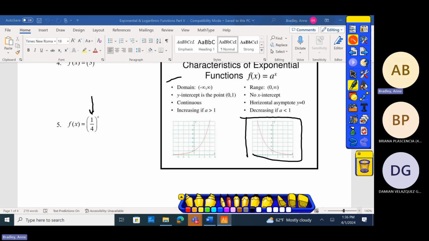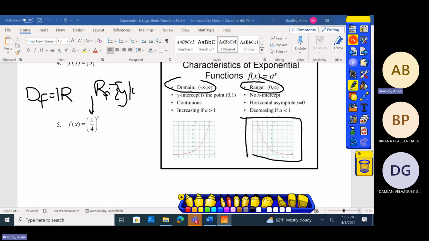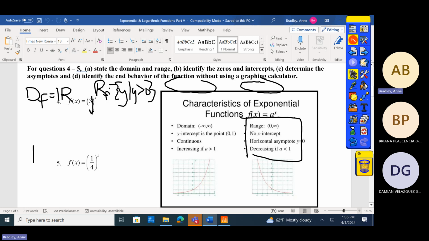So we have the exact same domain, whether I write it in interval notation like you see here, and the exact same range, or we could have done something like this. The domain of f equals all real numbers, and the range of f is all y values such that y is greater than 0. So I've done the domain and the range. If I come up above, let's see, what other things was I supposed to answer here?